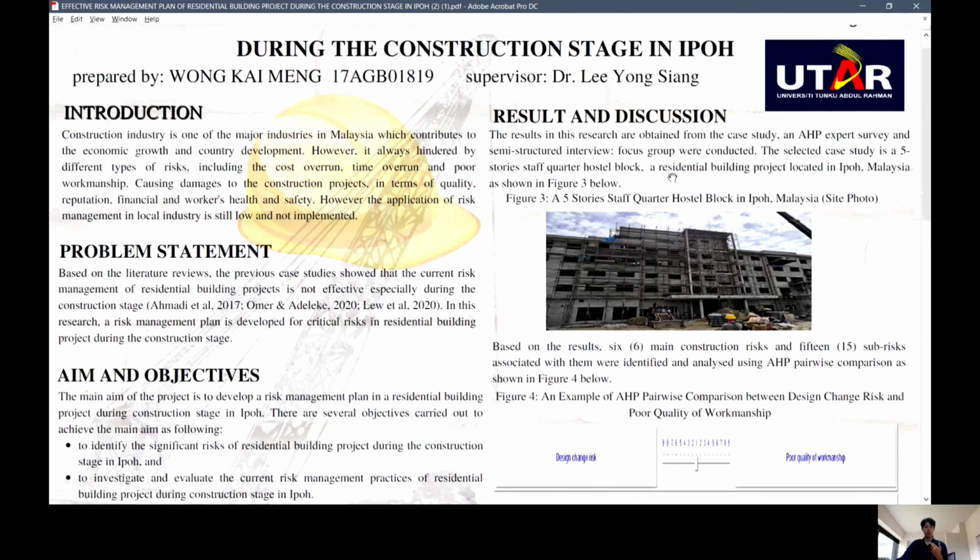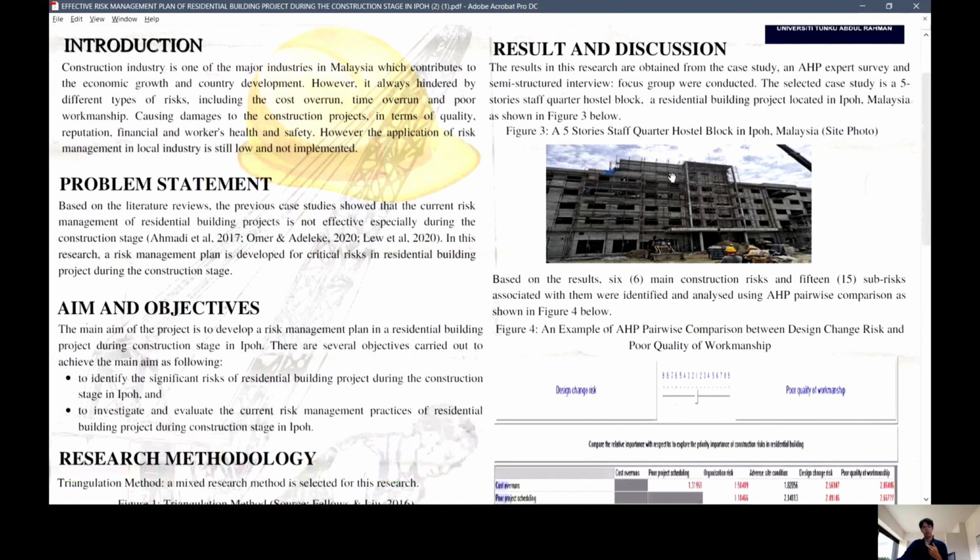However, the application of risk management in local construction industry is still low and not implemented. Based on the literature reviews, the previous case study showed that the current risk management of residential building project is not effective, especially during the construction stage. In this research, a risk management plan is developed for critical risks in residential building project during the construction stage.